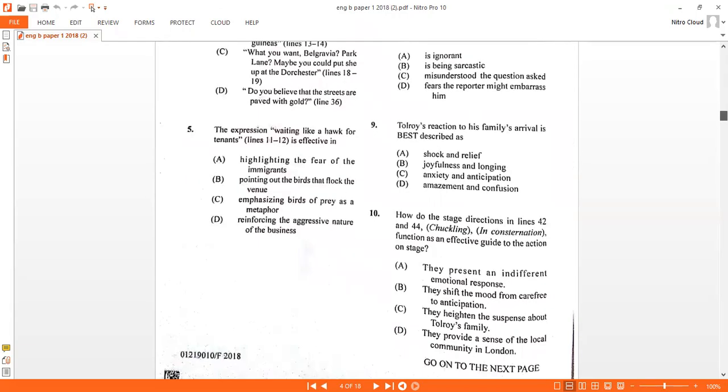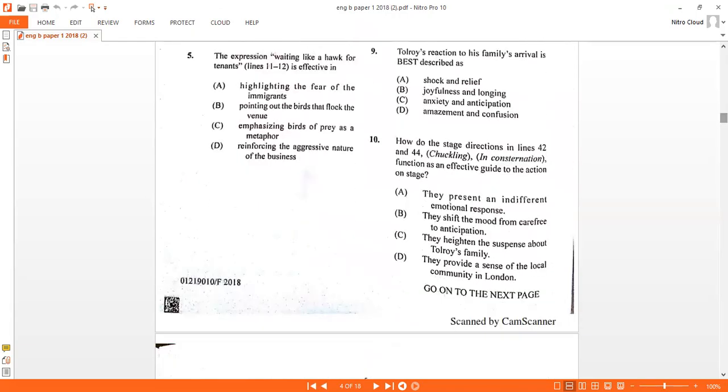Let's move on to number 9. Number 9 says, Tolroy's reaction to his family's arrival is best described as. Again, we see the word best in all caps. Focus on it. Why do you focus on it? Because it means that CXC has put more than one option in this that could be the answer. It's almost like a trick. It's almost a way to divert you from the correct answer. But don't be confused. Focus on the question, understand the question, and interpret what is being asked.